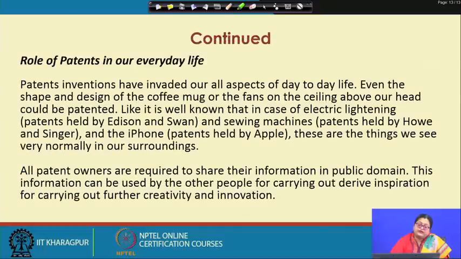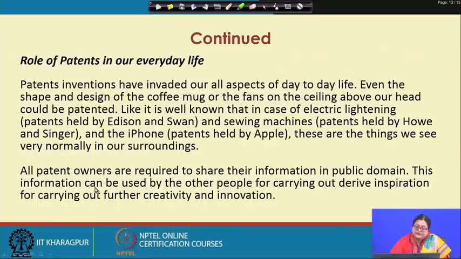Now, what is the role of patents in our everyday life? So, what we see is that every aspect of our day-to-day life is surrounded by designs or products which are patented, like the shape and design of the coffee mug or the fans on the ceiling above our head could be patented. It is well known in the case of electric lighting, patents held by Edison and Swan, the sewing machine, patents held by Hoy and Singer, and the iPhone, patents held by Apple. These are things we see very normally in our surroundings.